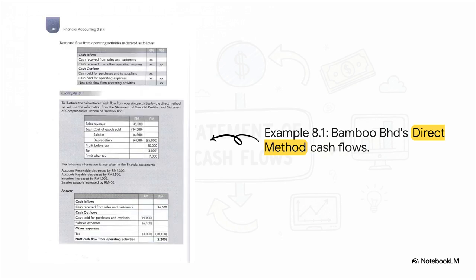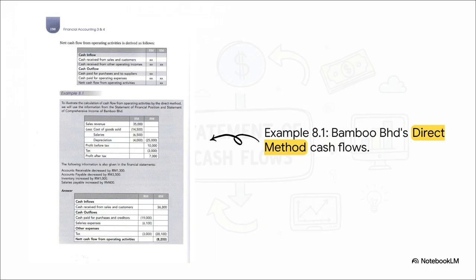Let's look at a real example using Bamboo Brew. They reported sales revenue of $35,000. Sounds great, right? But the notes tell us their accounts receivable actually decreased by $1,300. Think about what that means. Customers didn't just pay for this year's $35,000 in sales, they also paid off $1,300 of past debt. So when we adjust sales by that decrease in accounts receivable, we get our true, mathematically sound cash inflow of $36,300. We just do that exact same reverse engineering for purchases and salaries, and we land at our final net operating cash flow.